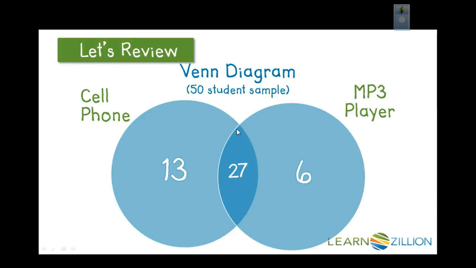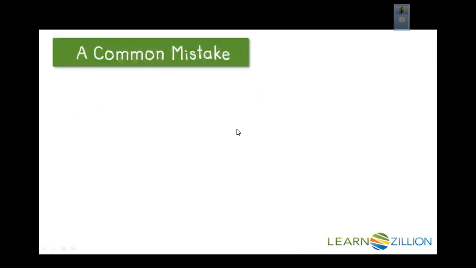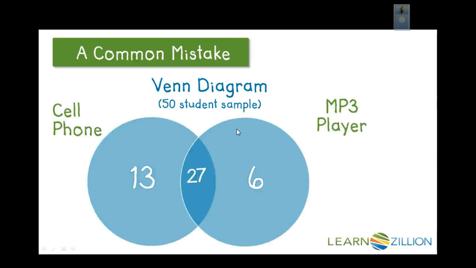In this Venn diagram, we have 13 students with a cell phone only. We have 6 students with an MP3 player only, and 27 students that have both a cell phone and an MP3 player. A common mistake is forgetting that not all Venn diagrams will tell us how many people didn't fit into either category. In this case, they have to tell us how many people were sampled. Here we're saying there were 50 students sampled.